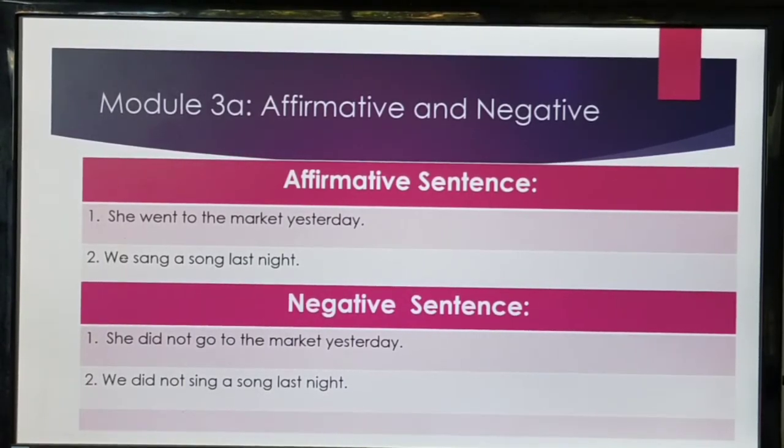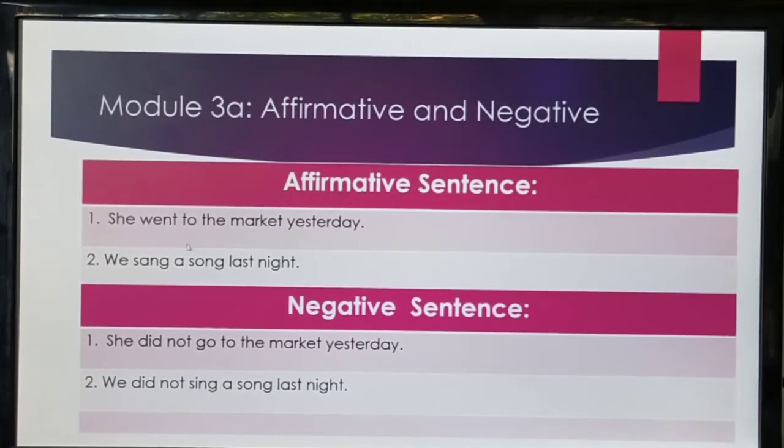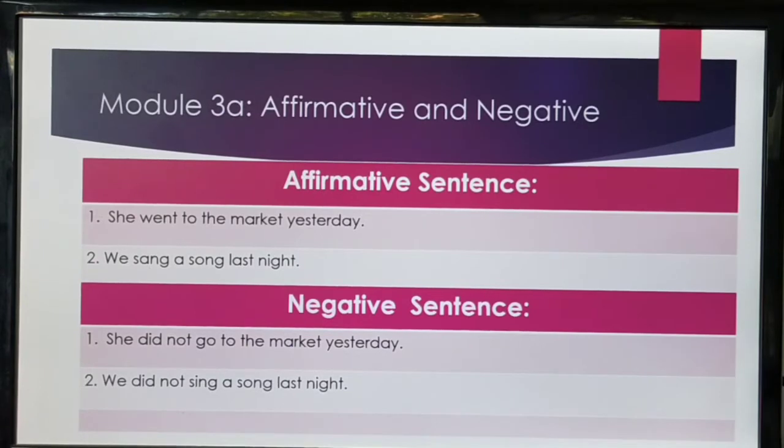Next, number 2. We sang a song last night. We is your subject. Sang is your verb 2. A song is your object. And last night is your time. So, last night, it's already finished. So you use verb 2, which is sang. Sing, verb 1. Sang, verb 2. So we sang a song last night.